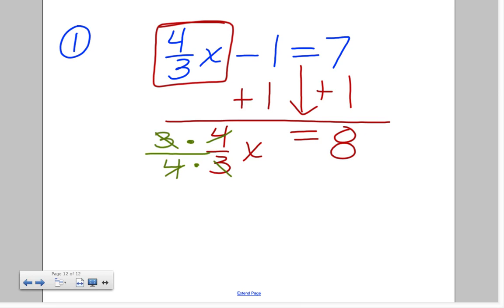And they all cancel: 1, 1, 1, 1, 1. And isn't that what we want? We want 1x. So we can make it disappear. But if we multiply by 3/4 on the left-hand side, we have to also do it on the right side. So we have to keep everything balanced.